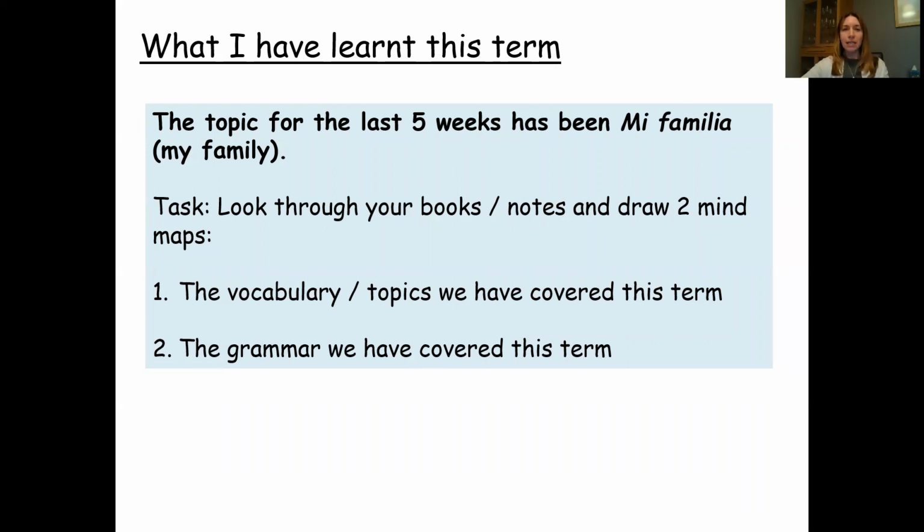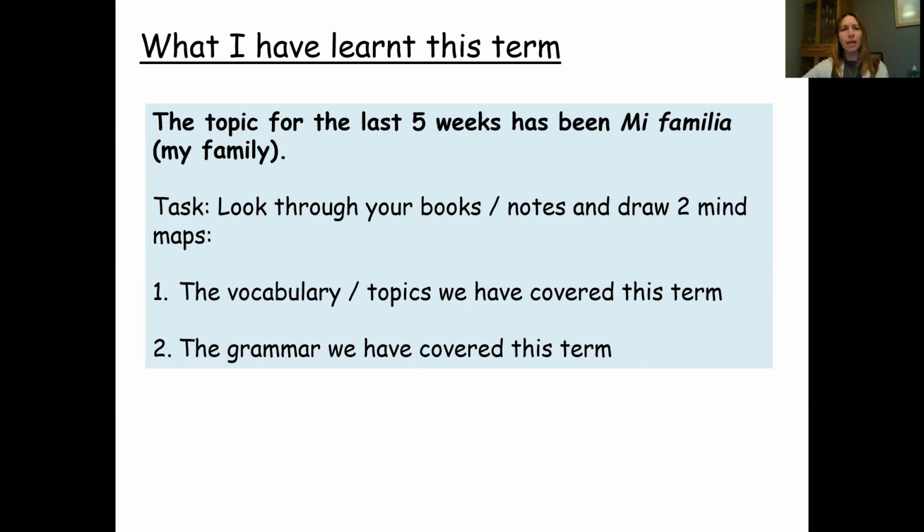So your task is to look through your books or look through your papers, because I know some of you are running out of your books, and to draw 2 mind maps, two mind maps. The first one is on vocabulary and topics that we have covered over the last 5 weeks in this term. And the second one is to do a mind map of the grammar points that we have covered this term. Okay, and those two to combine gives all the beautiful work that we have done this term.